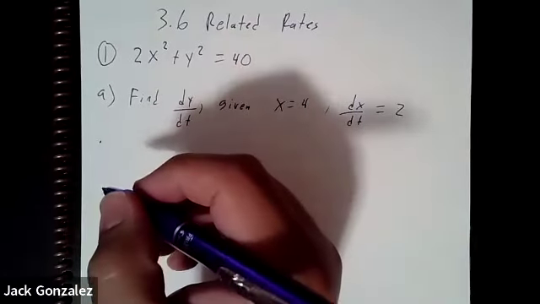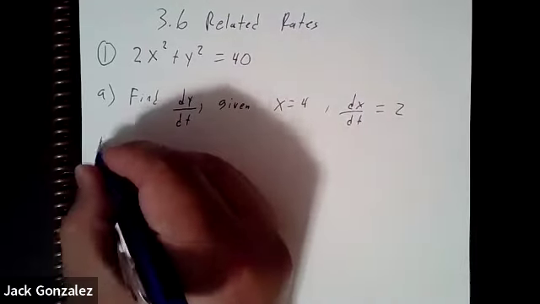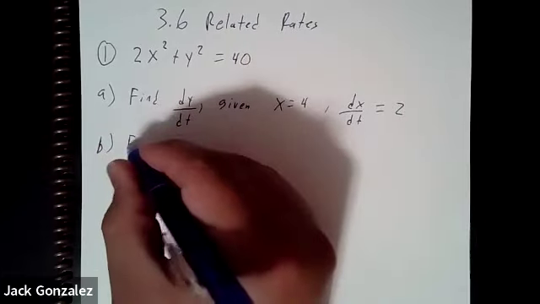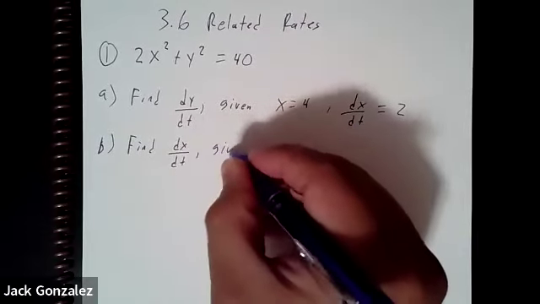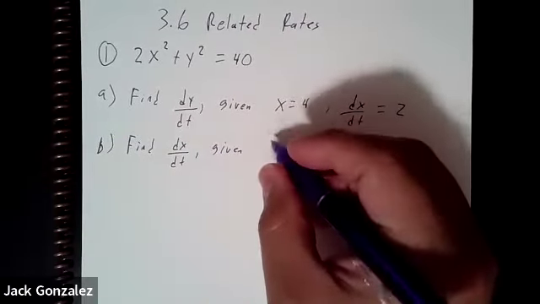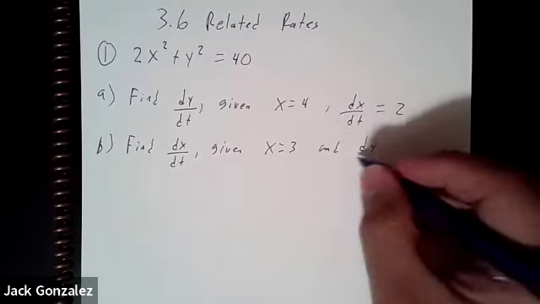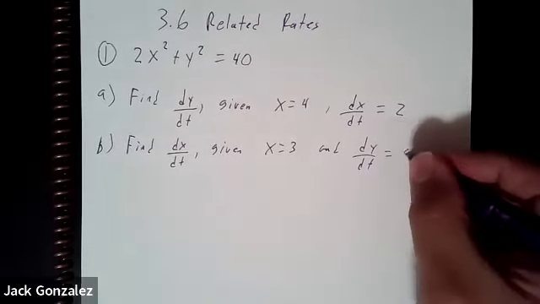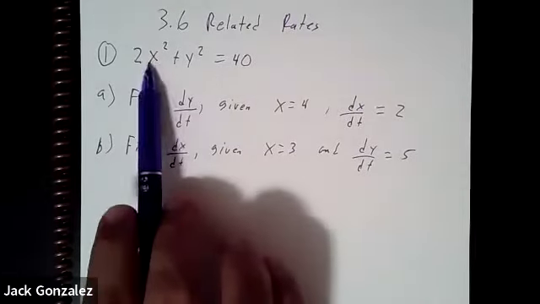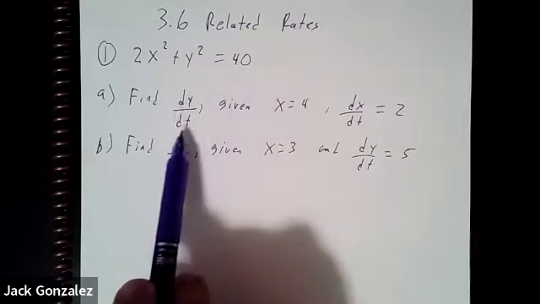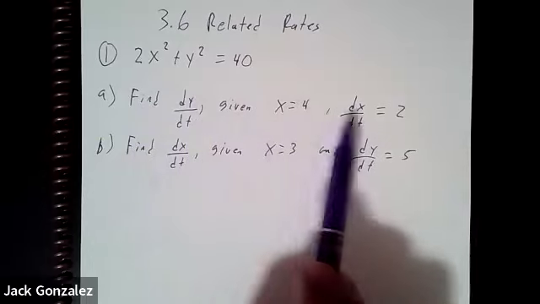And then part B, find dx/dt given that x is equal to 3 and dy/dt is 5. So first what you've got to do is take the derivative of both sides with respect to time. See how they all have dt's everywhere. Isolate the dy/dt and then plug all this in.